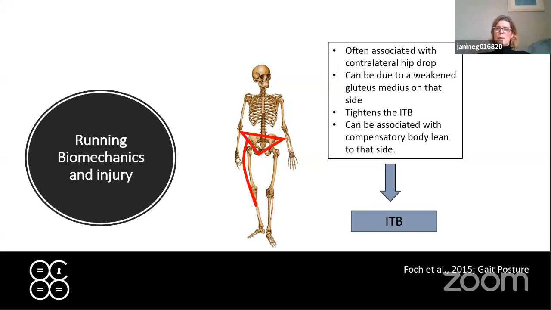Just following on from the previous point, the hip adduction, internal rotation risk factor is often associated with a contralateral hip drop. And this can be due to weakness of glute medius on that side. But the hip drop itself can tighten the ITB and can often be one of the causes of ITB. And sometimes we can actually see it as a compensatory body lean to that side to try and ensure that the balance or the center of gravity remains the same. So it's also been linked to ITB pathology.